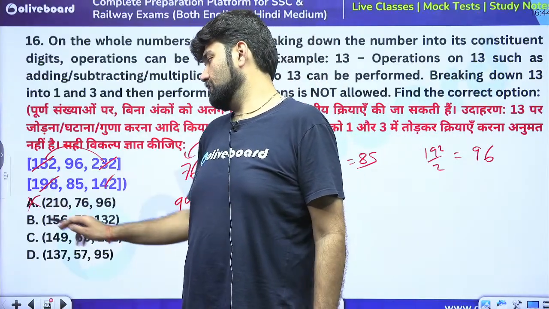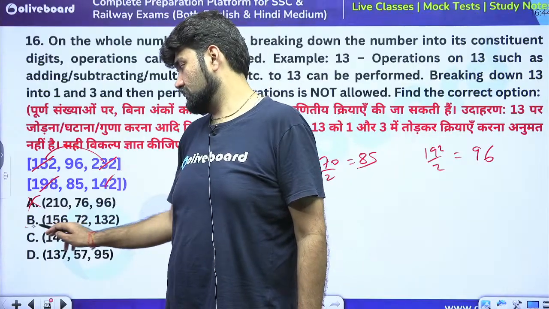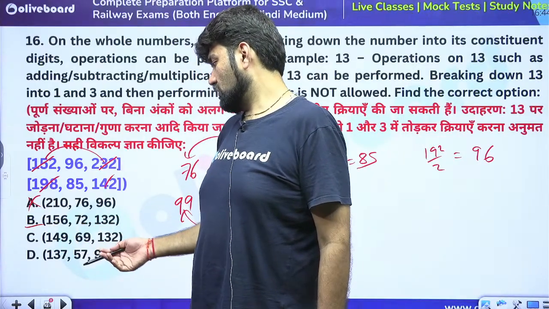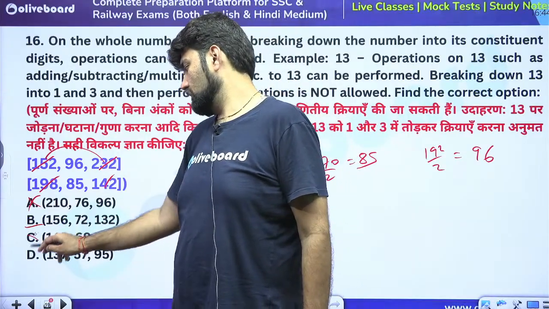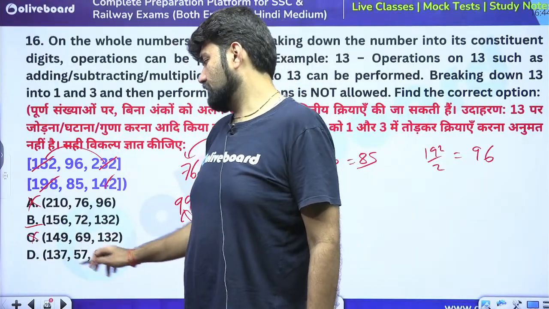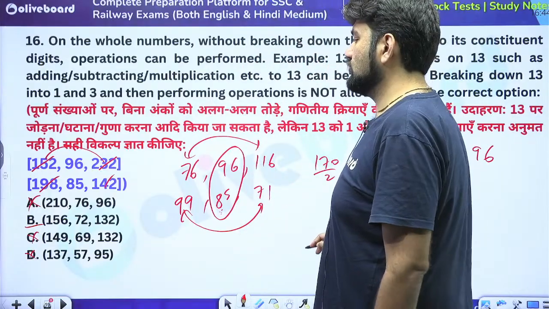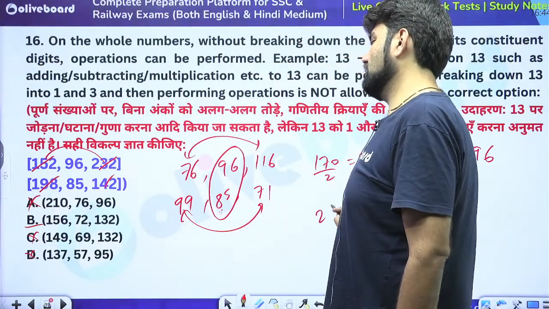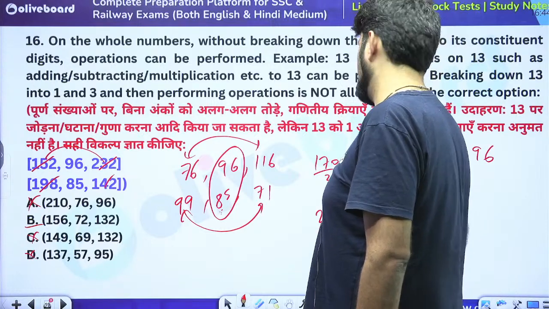So this is gone. 2 into 4 is 8. Unit digit should have been 8. Okay, this makes sense. This is not. 2 into 9 is 18. 8, 9, 10, 11. No. And 2 into 7 is 14. No. So option B should be the correct answer. Just check it quickly. 156 and 132. So this is 288. Divided by 4 is 72. Perfect. We have got our answer. So option B is the correct answer.